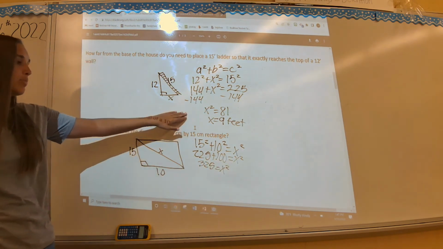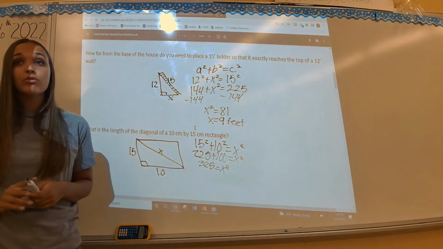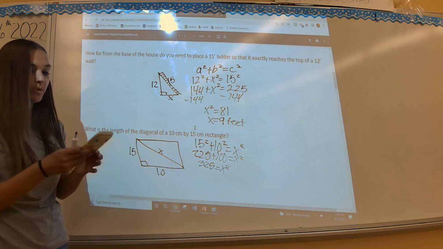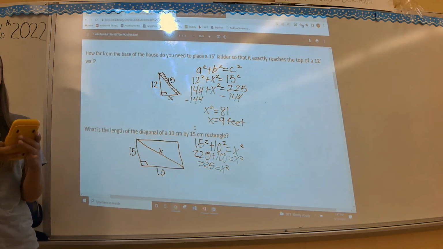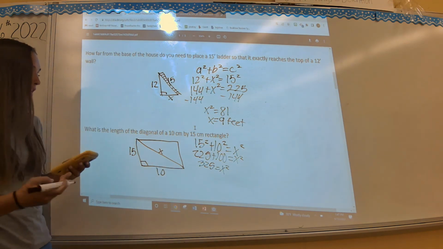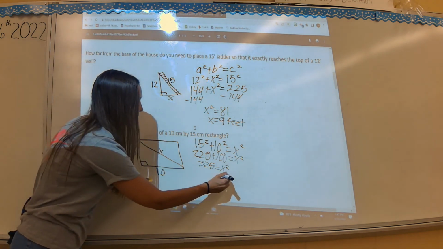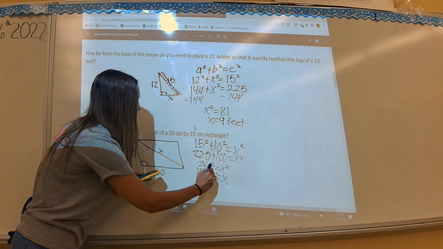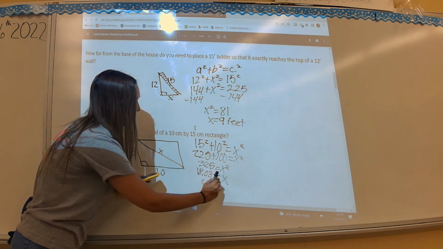Like we saw up here, once we got to this point, we had to square root it. So I'm going to take my calculator and square root it. The square root of 325 gives me x, and we have to put approximately because it's not exact: 18.03, and we can label that in centimeters.